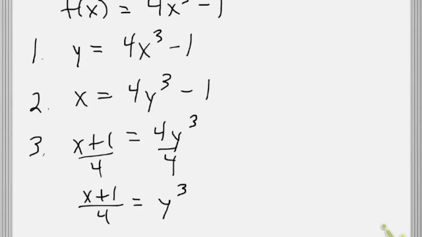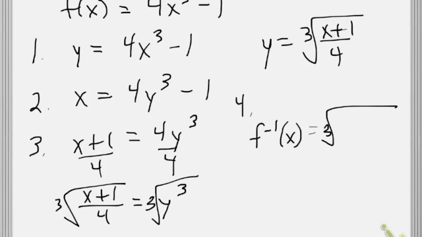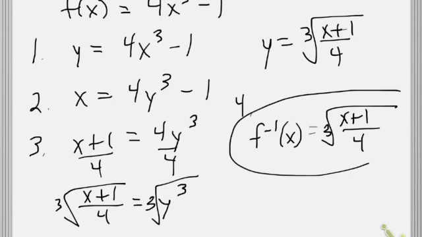Now, how do we undo a cube? You're right, it's a cube root. And so I need to cube root both sides. That gives me y equals the cube root of x plus 1 all divided by 4. Are we done? No. Remember, step 4 is to go back to f inverse notation. And I write my cubic function and my x plus 1 over 4. And guys, here is our inverse final answer.